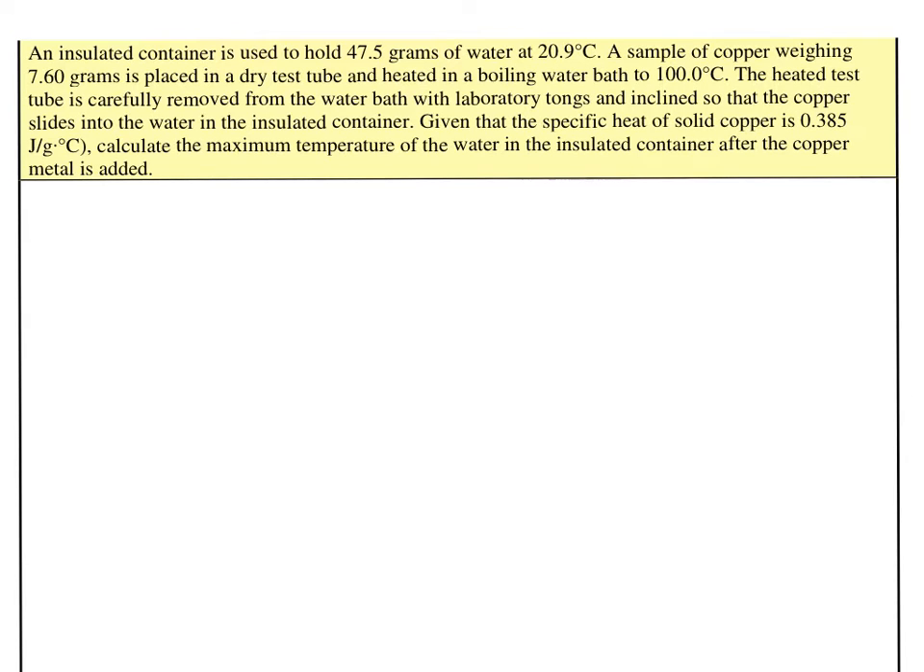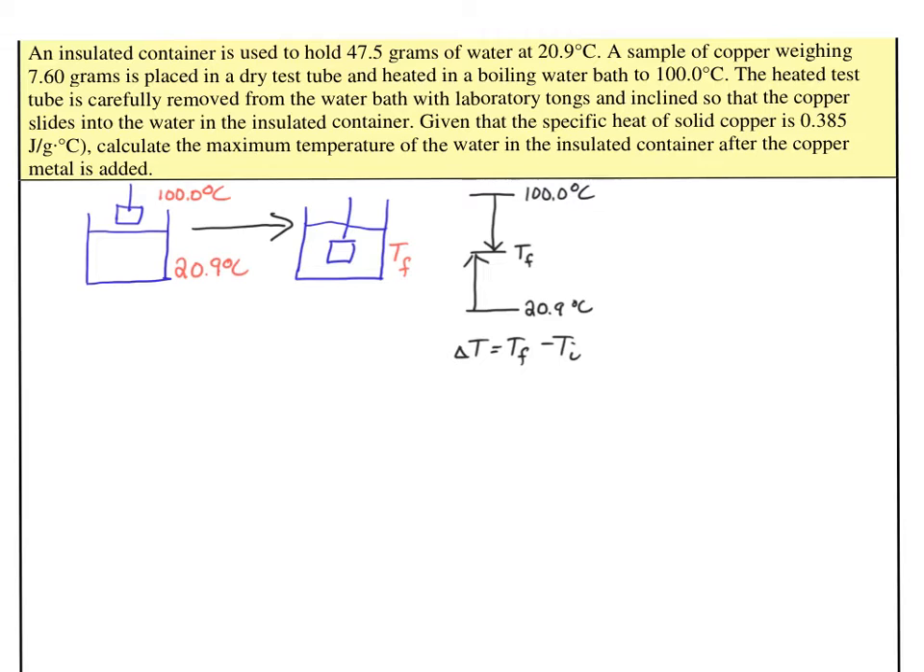This is a calorimetry problem. We're putting a piece of hot metal into water, and in this case we're going to determine the heat capacity of the metal from the delta T. Alright, and here's the overall schematics. We have our hot piece of metal put into a cold water bath. They both finish at the same final temperature.